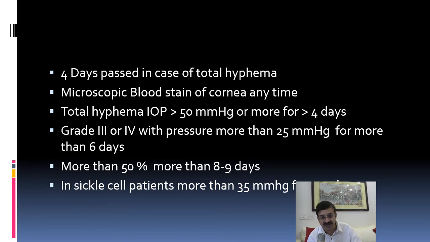I'll just give you a hint. A person who is having a microscopic blood stain of the cornea requires almost 2 years for the cornea to turn white, provided everything else in his eye is healthy.